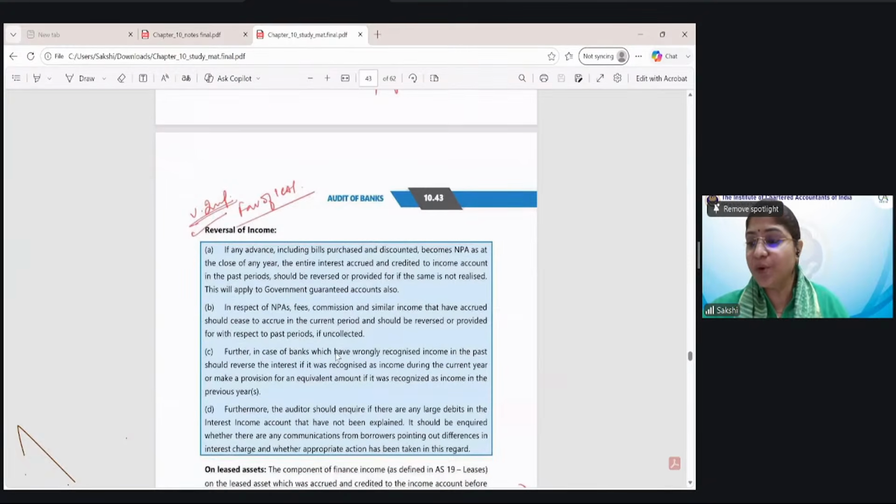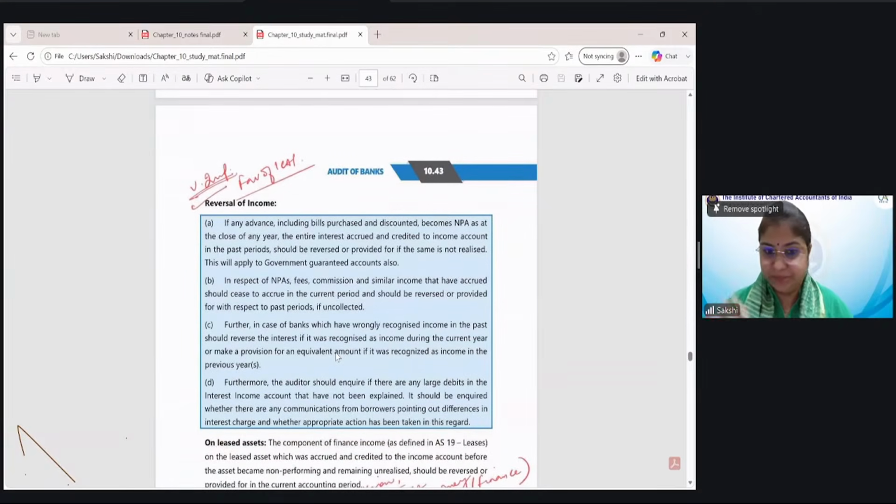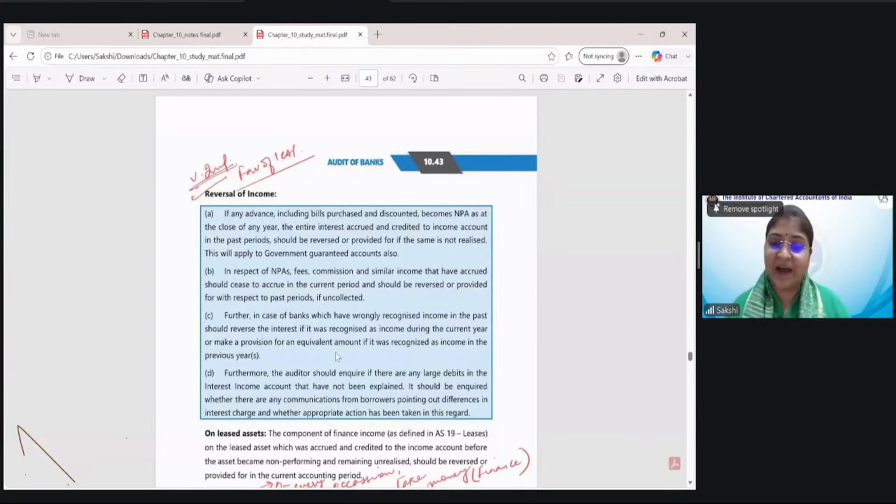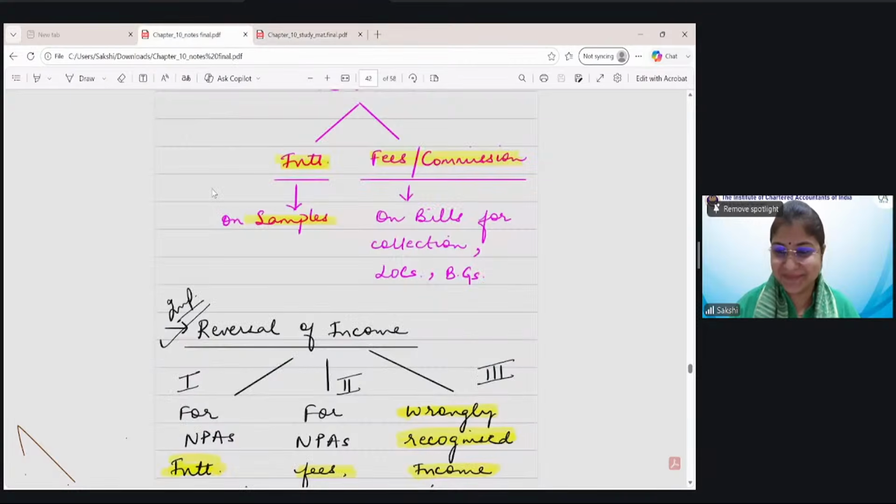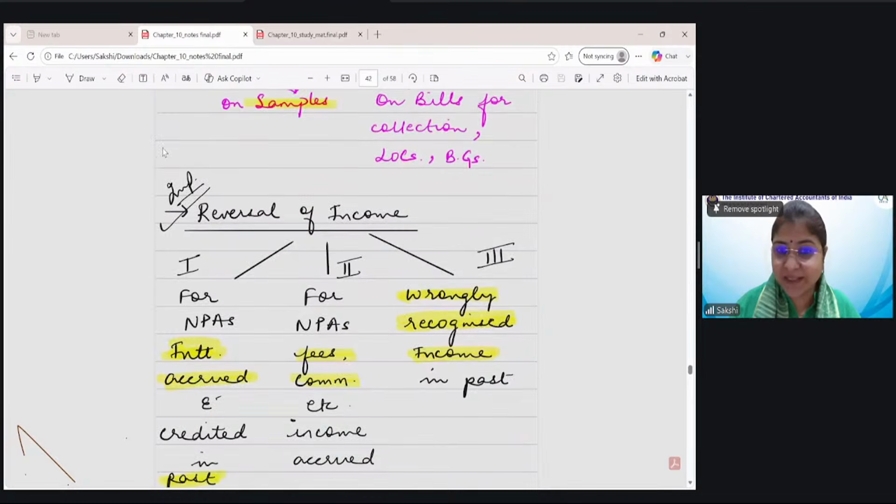Now coming to reversal of income. Favorite of ICAI. Very, very important. Okay, are you all ready?